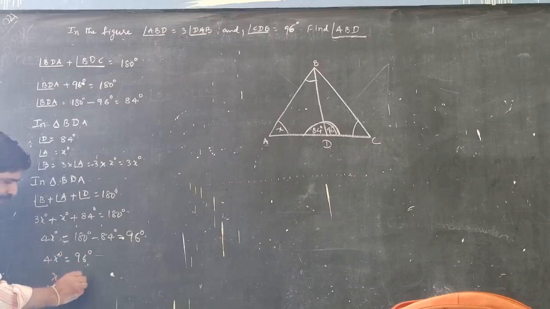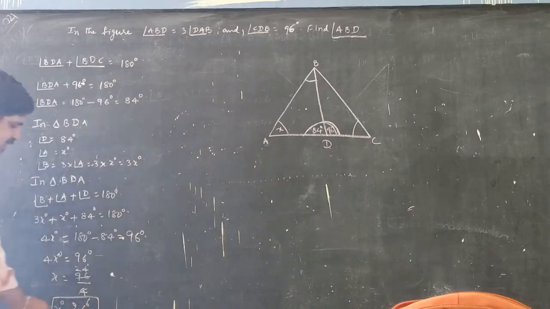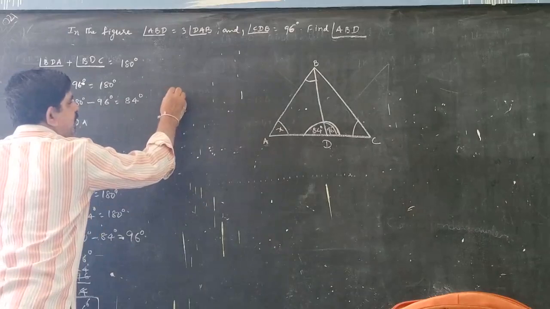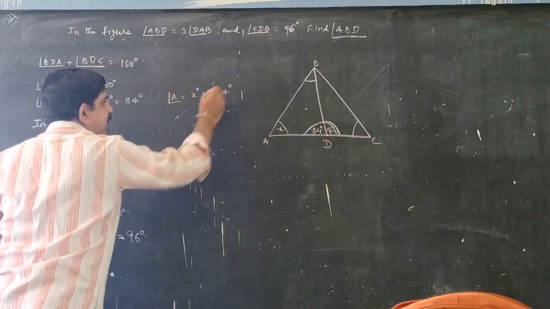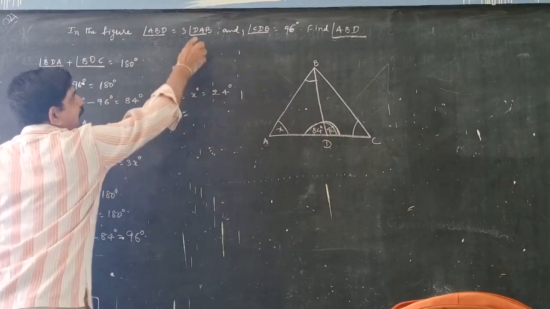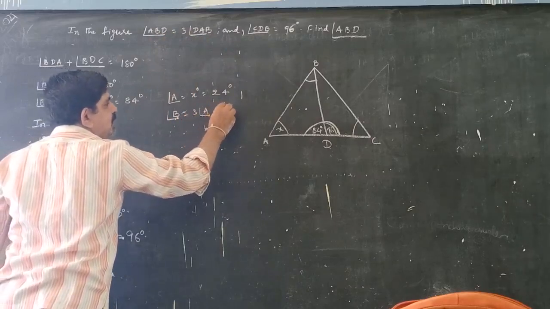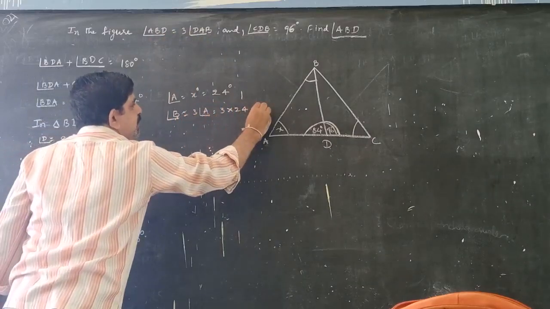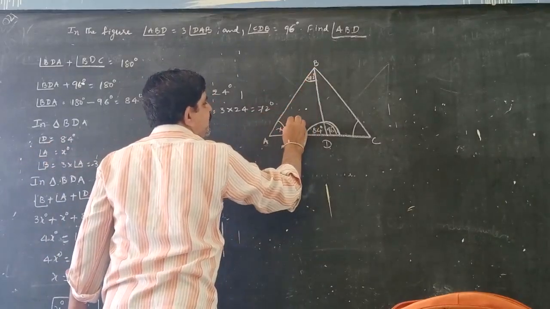X is equal to 96 by 4. So x is equal to 24 degrees. Angle A is nothing but x degrees, that is equal to 24 degrees. What is angle B? Angle B is equal to 3 into angle A. So that is equal to 3 into 24, that is equal to 72 degrees. So this is 72 and this is 24.